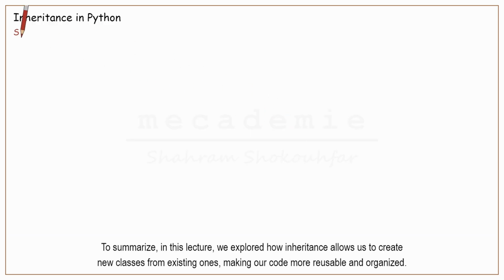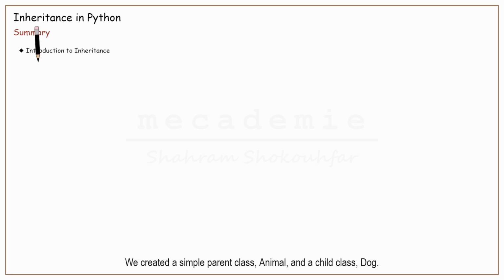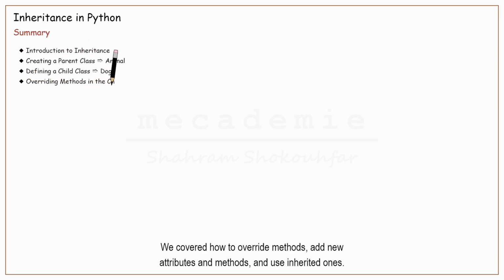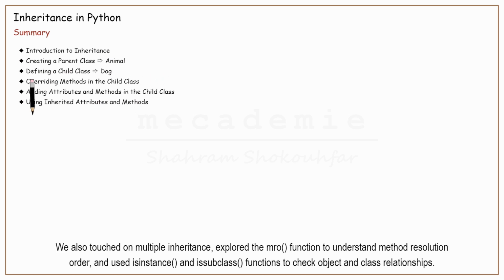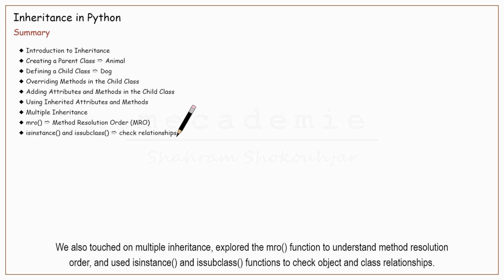To summarize, in this lecture, we explored how inheritance allows us to create new classes from existing ones, making our code more reusable and organized. We created a simple parent class, animal, and a child class, dog. We covered how to override methods, add new attributes and methods, and use inherited ones. We also touched on multiple inheritance, explored the MRO function to understand method resolution order, and used isinstance and issubclass functions to check object and class relationships.